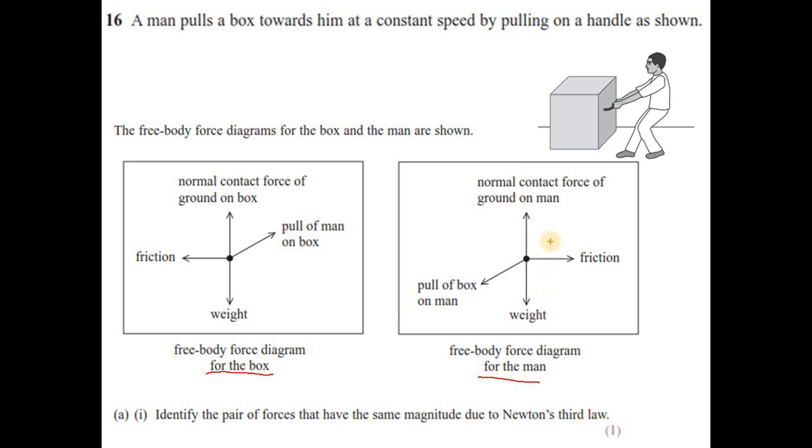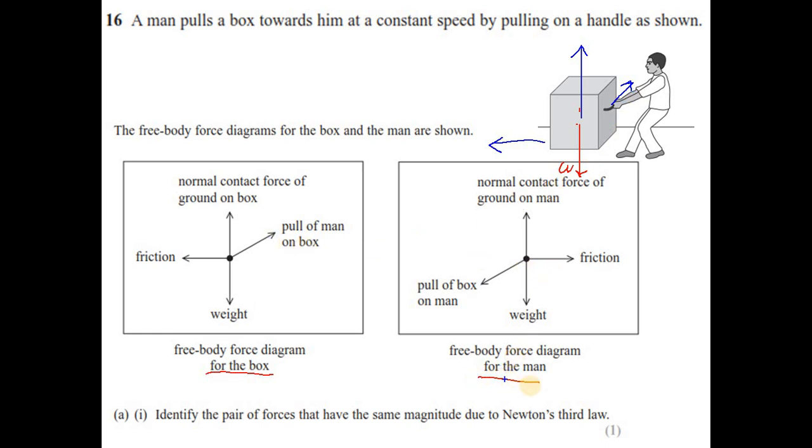Okay. So if you see the diagram, this is the box. The diagram for the box is showing force acting on the box. So you can see in this diagram, this is the box, and forces acting on the box are the weight, which is W, and the normal contact force, which is R, and then friction force, and then pull of the man.